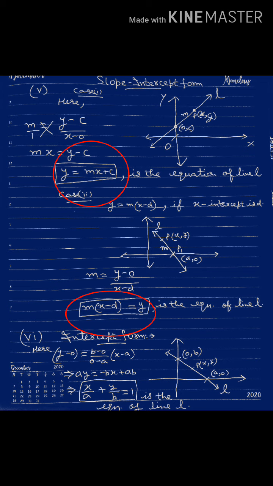See next point, intercept form is there. Then x by a plus y by b equal to 1 is the equation of a line when two intercepts, one along x-axis and one along y-axis, are given. Last point is there, normal form. Here equation of a line is given by x cos theta plus y sin theta is equal to p. It's in normal form where p is the perpendicular distance from origin as shown in figure above.